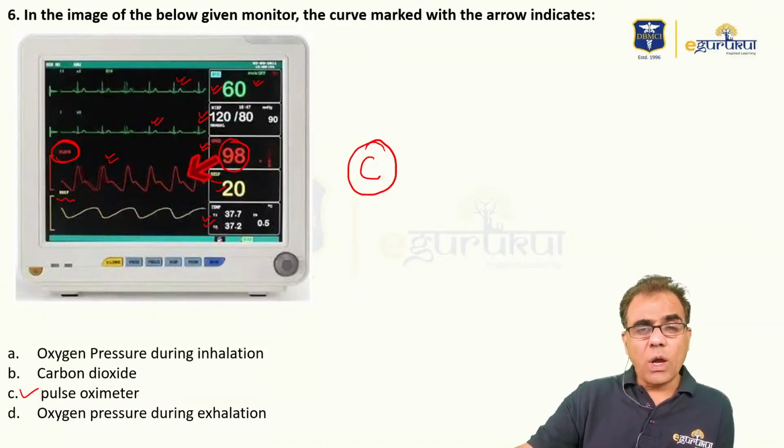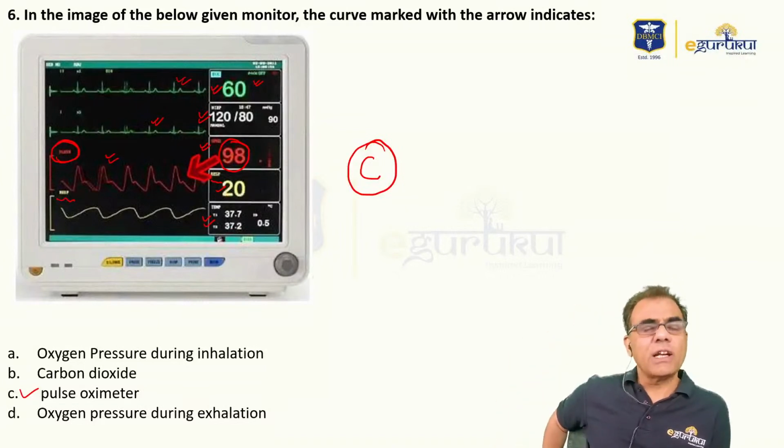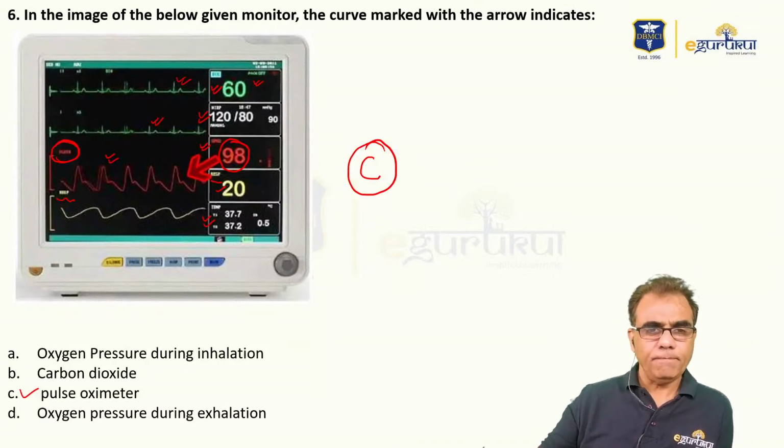If I ask you one essential monitor which has not been used here, it is capnography. But capnography obviously will be used if the case is done under general anesthesia. So maybe this case is done under regional anesthesia, so obviously we will not be using capnography. So this is the pulse oximeter curve or graph.